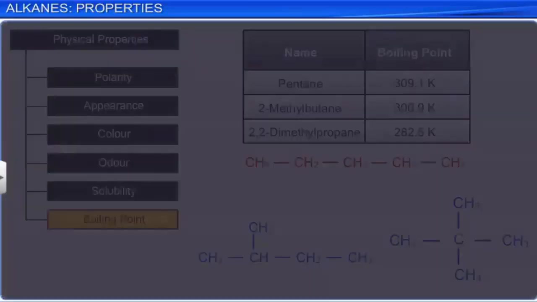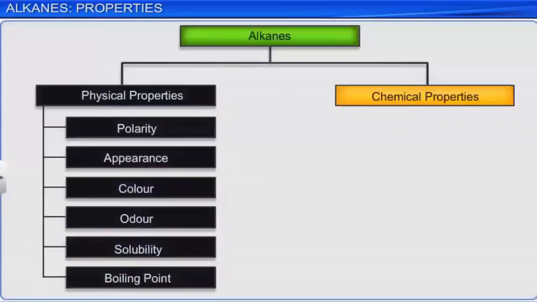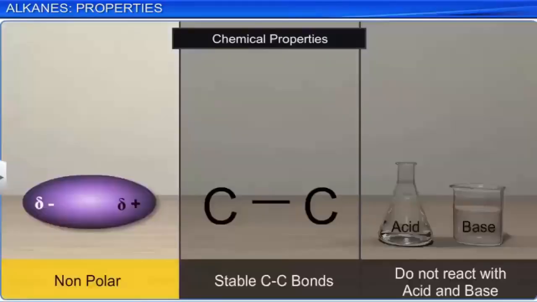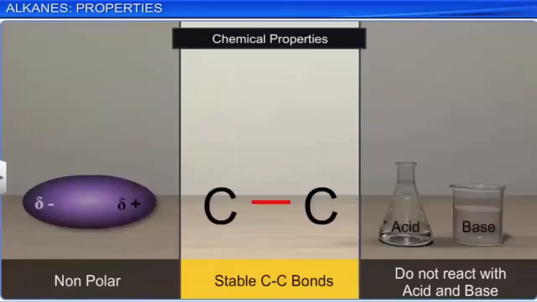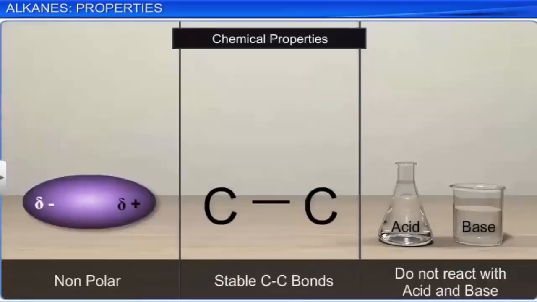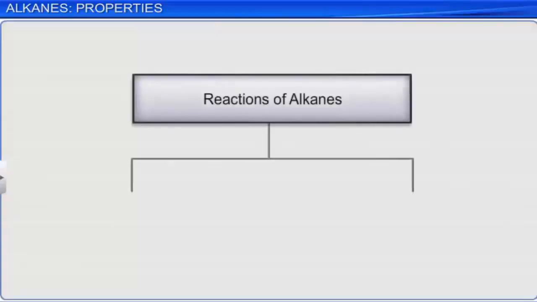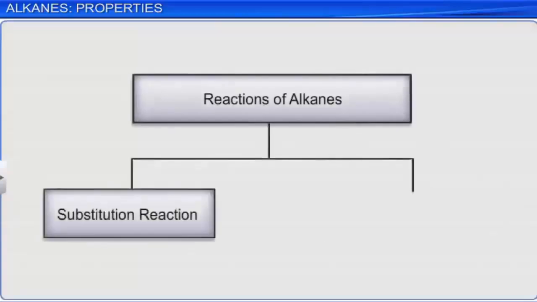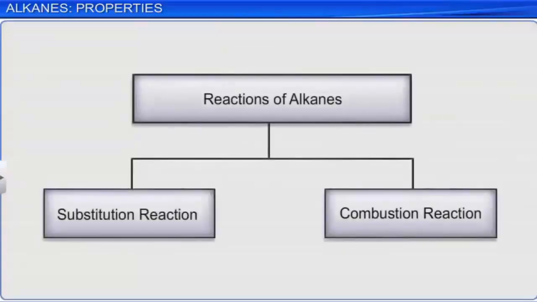Now, let's look at the chemical properties of alkanes. As we have seen, alkanes are non-polar. Their carbon bonds are quite stable, and so they do not easily react with acids and bases. However, they do undergo substitution reactions and combustion reactions under certain conditions, as their carbon atoms are in strongly reduced states.